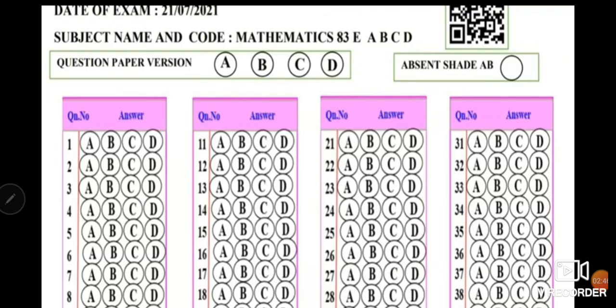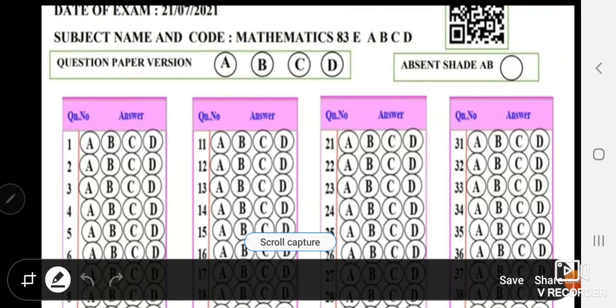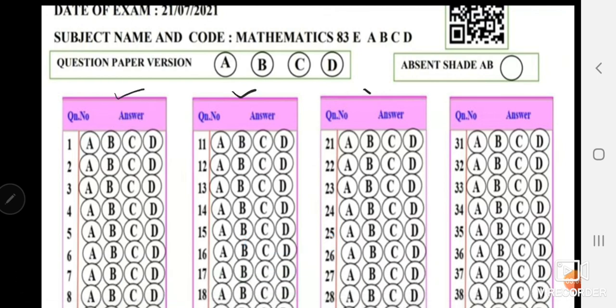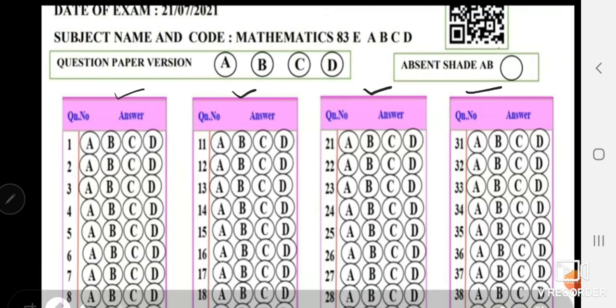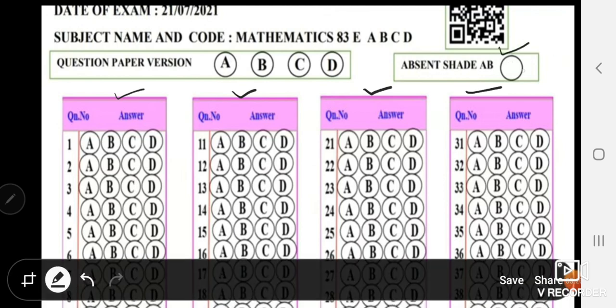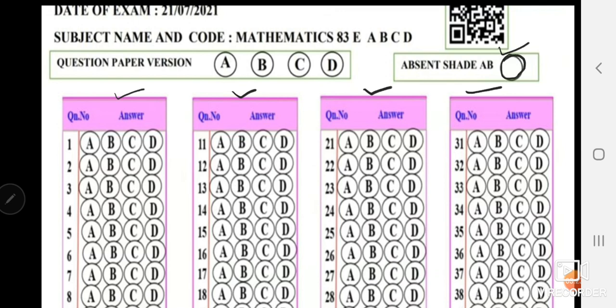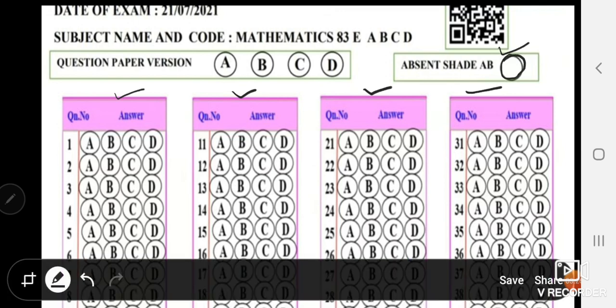Whatever paper you get, it will contain three subjects or three languages and 40 questions for each subject and each language. For example, in science you will get 40 questions, social 40 questions and mathematics 40 questions. So totally 120 marks, and here you are able to see four different kinds of boxes. Each box contains a maximum of 10 questions. And one more box you are seeing here, absent shade. Don't shade this box. If you shade this box, it indicates that you are absent.